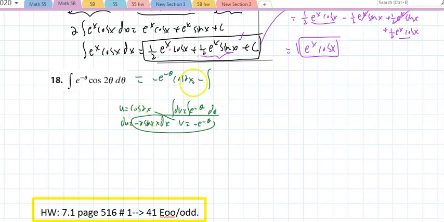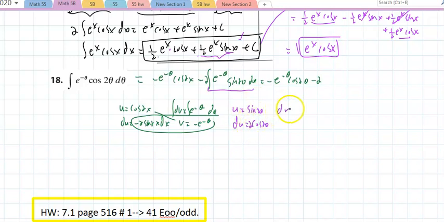Well, since both of us are negative times a negative, that stays a negative, a 2 up front, and I'm going to get e to the negative theta sine of 2 theta d theta. That's right, d theta. And I knew I was going to do this again. That's negative e to the negative theta cosine of 2 theta minus twice. And now let's see what this integral is going to yield. I'm going to let u equal sine of 2 theta. du is cosine of 2 theta times 2. And dv will be the rest, e to the negative theta d theta.